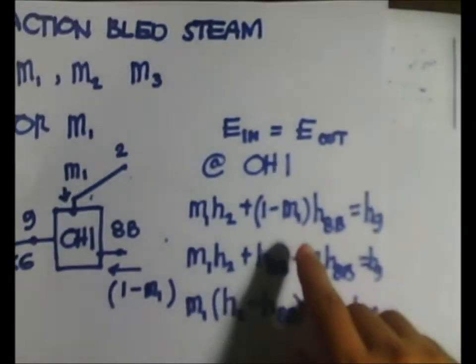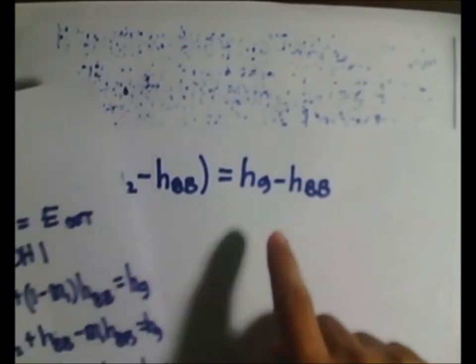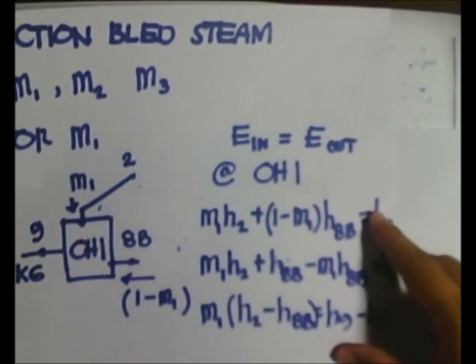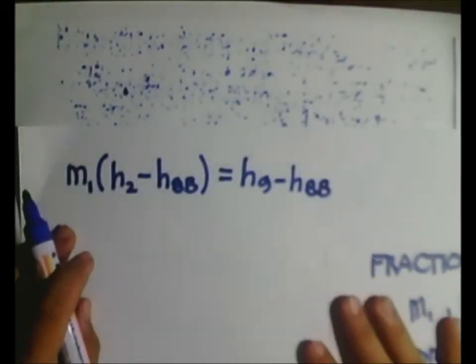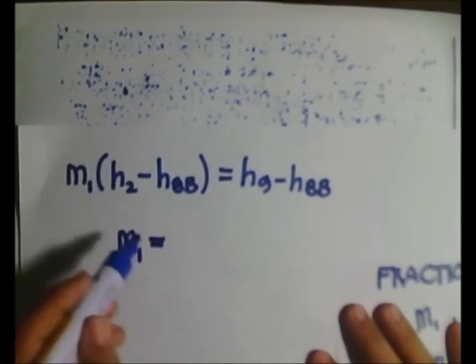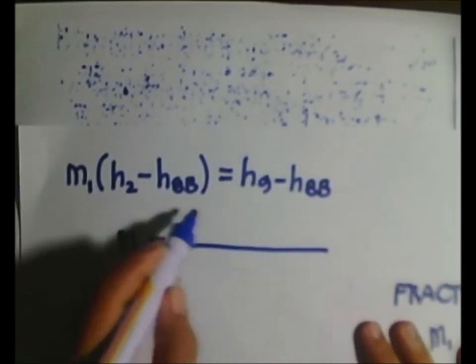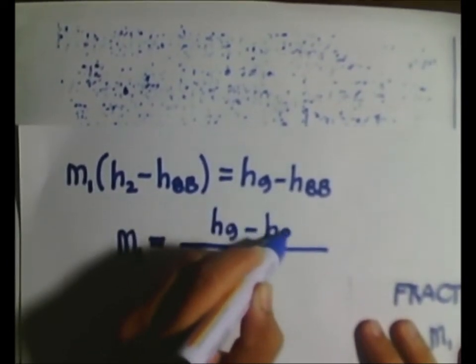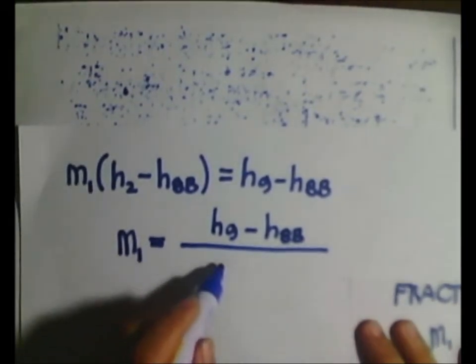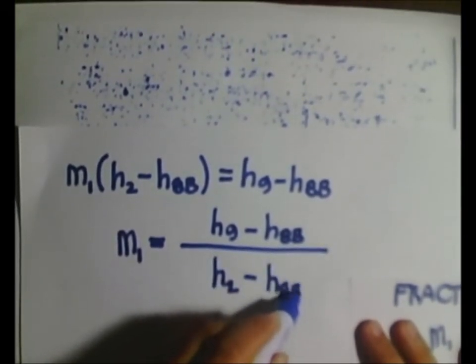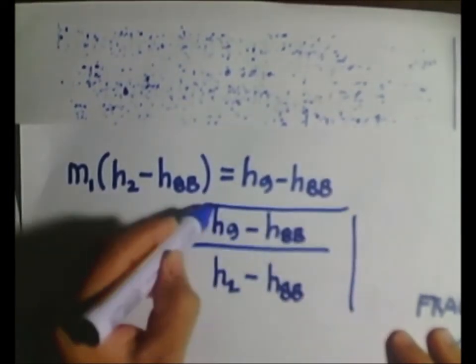So this actually is the result of simplifying these things here, so that M1 is just equal to H9 minus H8B all over H2 minus H8B. Yeah, so we have here.